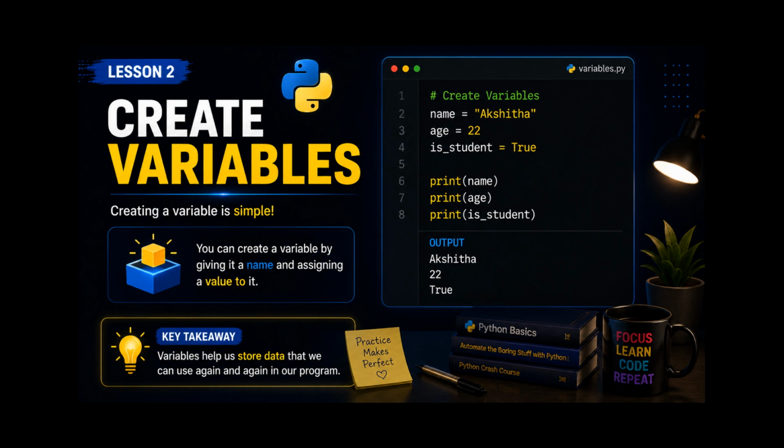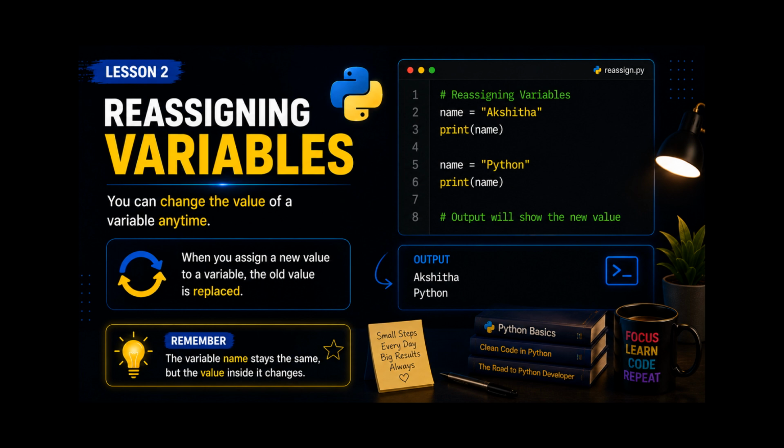You may have the doubt whether reassigning a variable is possible. Yes, variables are flexible. If you assign a new value to a variable, the old value is replaced. The variable name stays the same, but the value it stores changes. This allows our program to update information whenever it's needed.